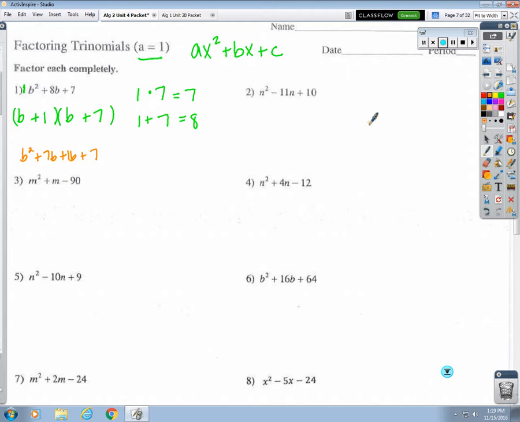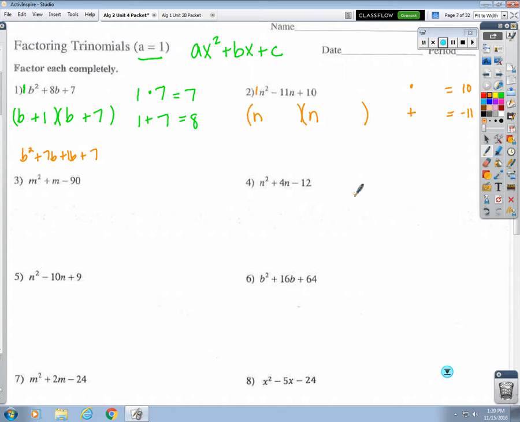Okay, so let's look at number 2. This time, we're dealing with a trinomial again, and it has an a value of 1. So we're going to factor it the same way, the bubble method. Okay, what variable do we need at the beginning of each one? An n, to make that n squared. And then this time we're looking for two numbers that multiply to give you 10. And the same two numbers have to add to give you a negative 11, right.